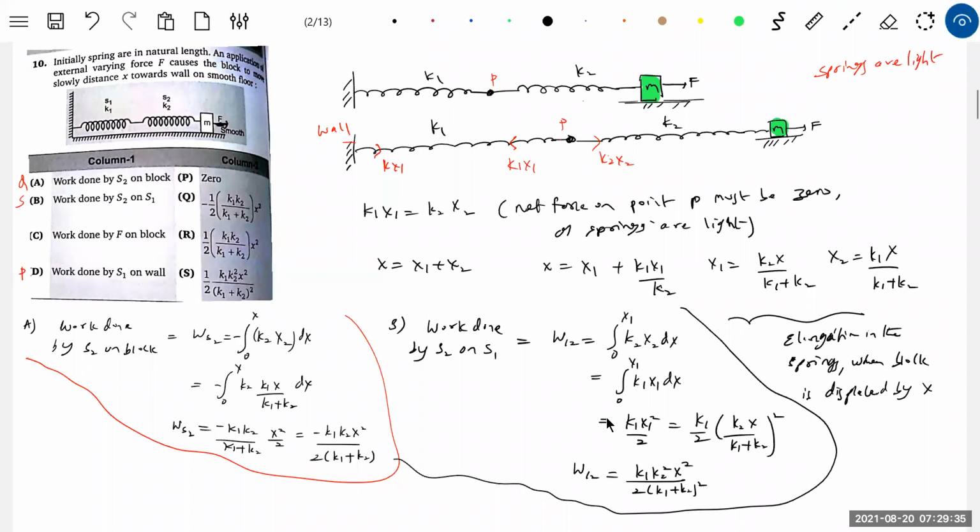Okay, fine. So this last one, work done by F on the block. This applied force. What is the effective spring constant K, no? They're in series. Then what is the displacement of the block? X. So can I replace these two springs by one equivalent spring?